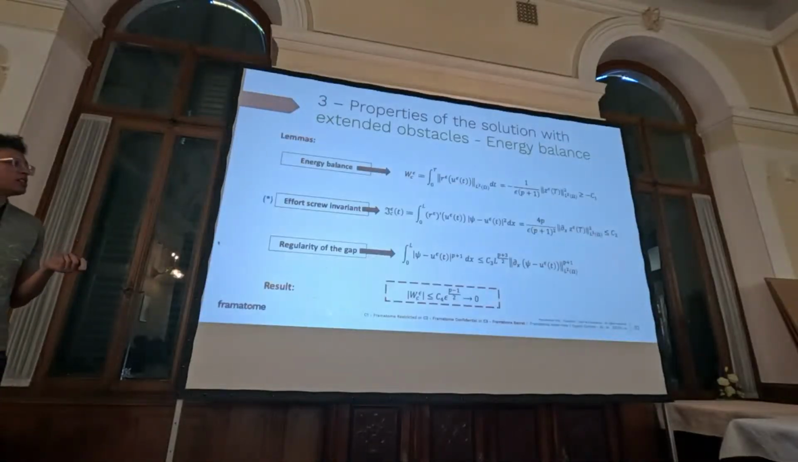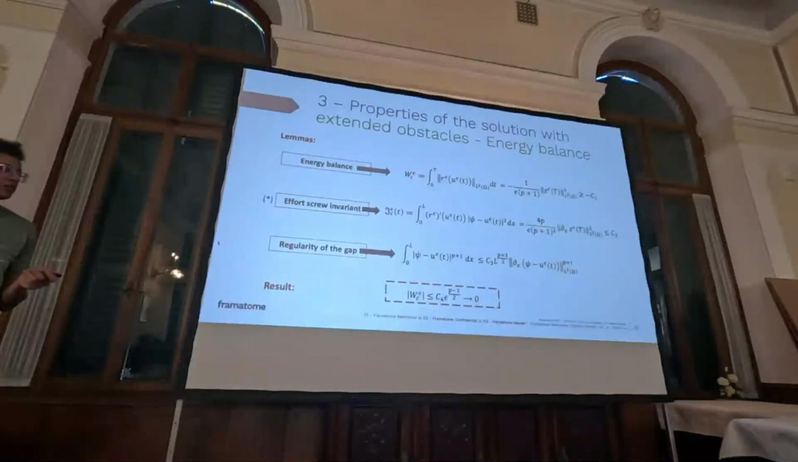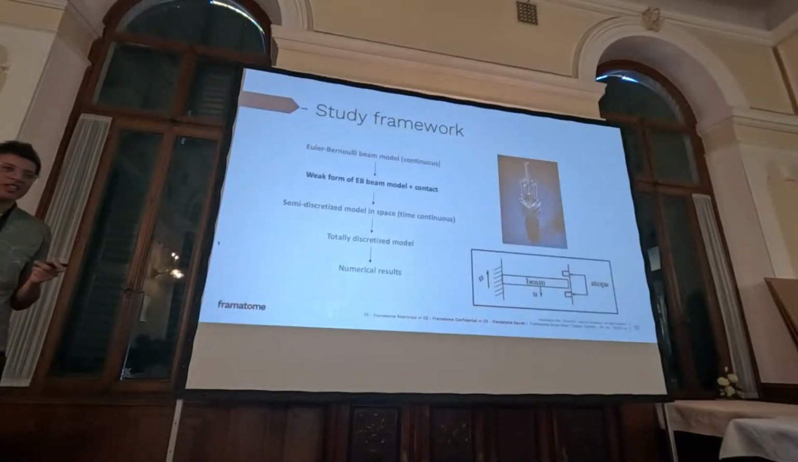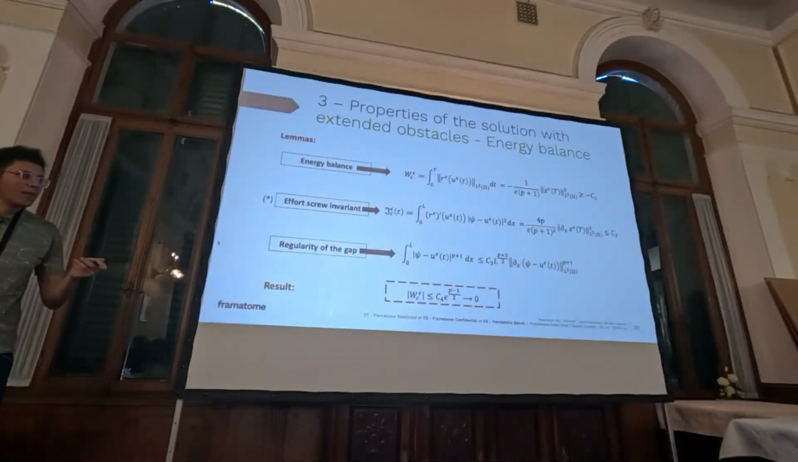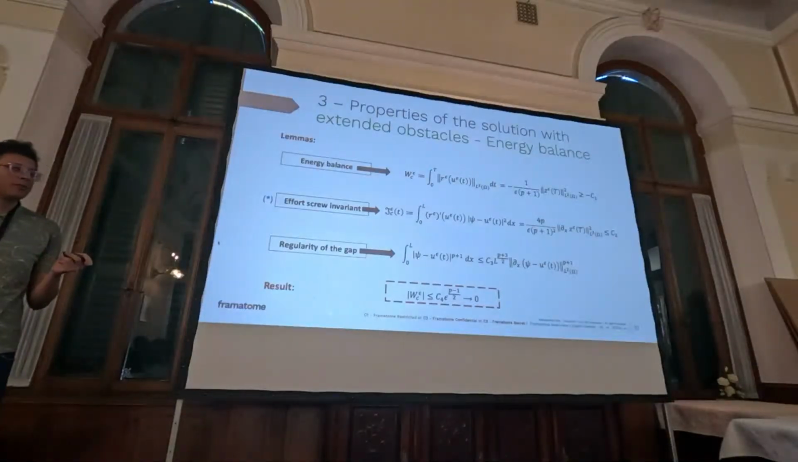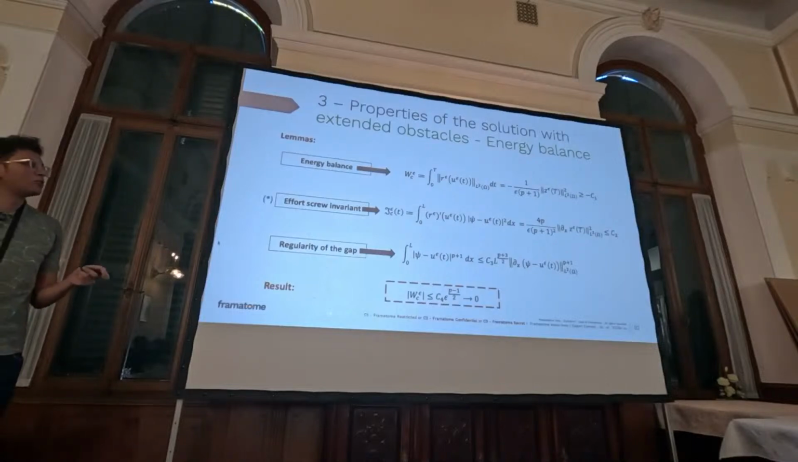And we have three lemmas that bound different terms. One comes from the energy balance, the second from the effort screw invariant, and the third is a regularity result of the gap. And we find that the dissipation related to contact goes to 0 as epsilon goes to 0. Although the lacking result is of course a uniqueness result, I think it's a good enough base to justify some numerical results that I will show later.